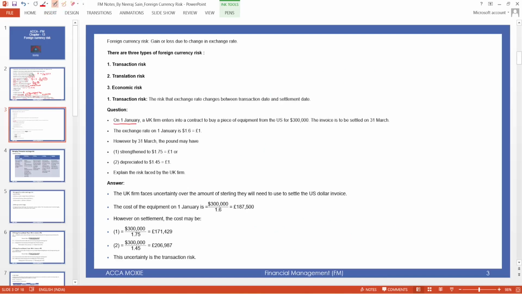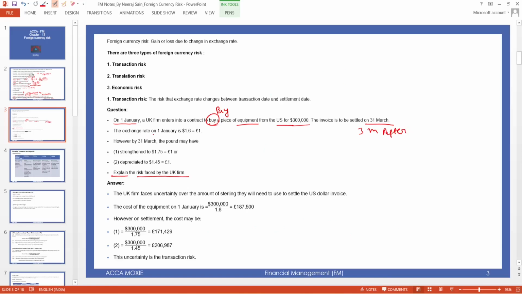So today is 1st January, and a UK firm enters into a contract. Let's first read the requirement: explain the risk faced by the UK firm. On 1st January, a UK firm enters into a contract to buy a piece of equipment from the US for $300,000. It means if you're buying, then they have to pay in dollars, right? The invoice is to be settled on 31st March, 3 months after.